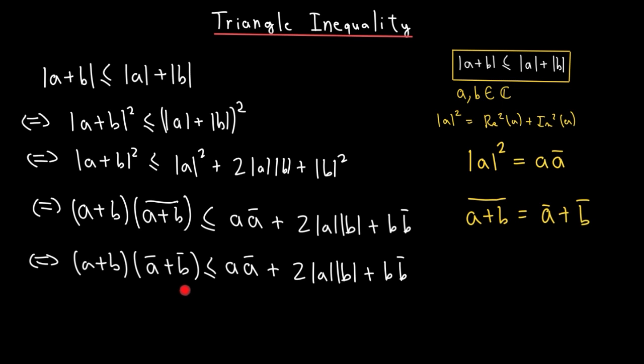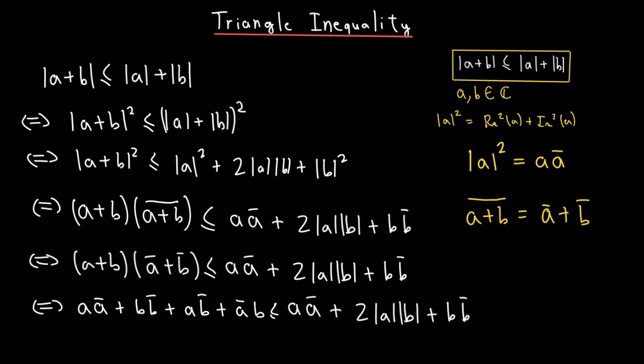And now if we distribute this expression, we have that a times its conjugate, a, plus b times its conjugate, plus a times the conjugate of b, plus a conjugate times b is less than the expression on the right. And what's neat about this expression is that we can simplify a lot of terms. For example, a times its conjugate can be cancelled out on the other side as well, and similar for b times its conjugate. And so we get this expression over here.